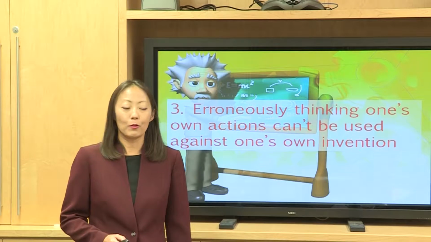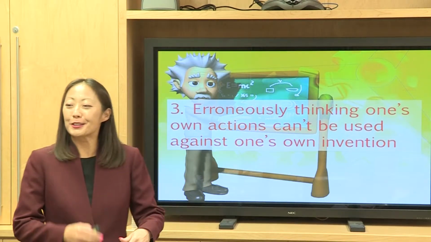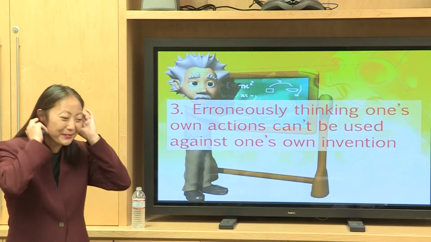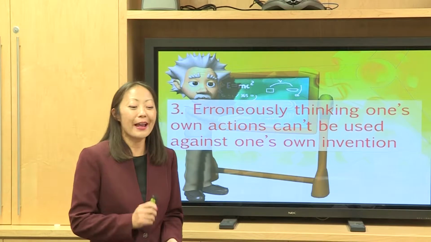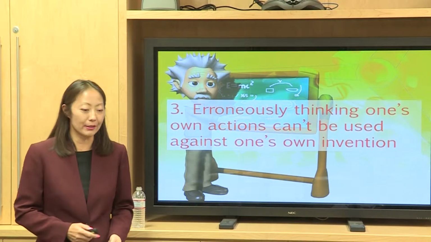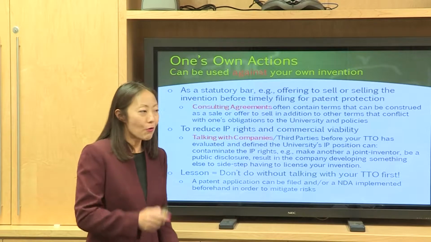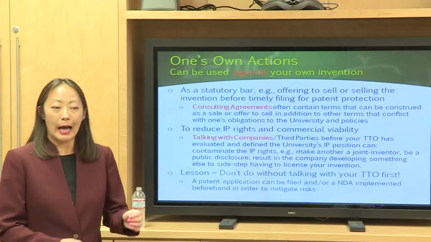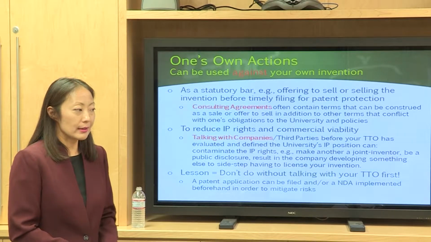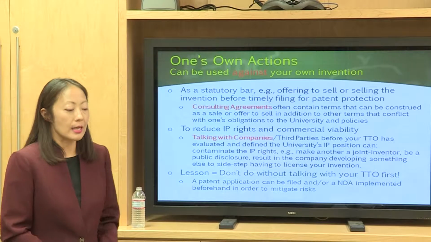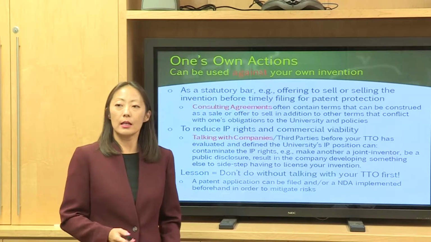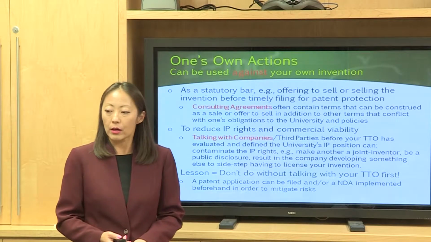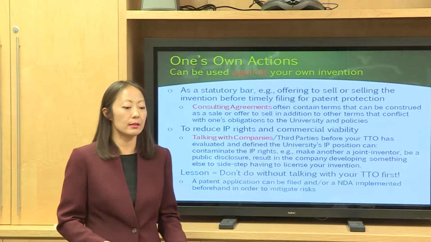This actually isn't in order. It just flowed by topic. So it's not like the third most common error, but erroneously thinking one's own actions can't be used against your own invention. Your own actions can be used against your own invention. Remember novelty and non-obviousness, those requirements for patentability: your own actions can be used against you to defeat novelty, or in combination with some other prior art references to result in an obviousness rejection.